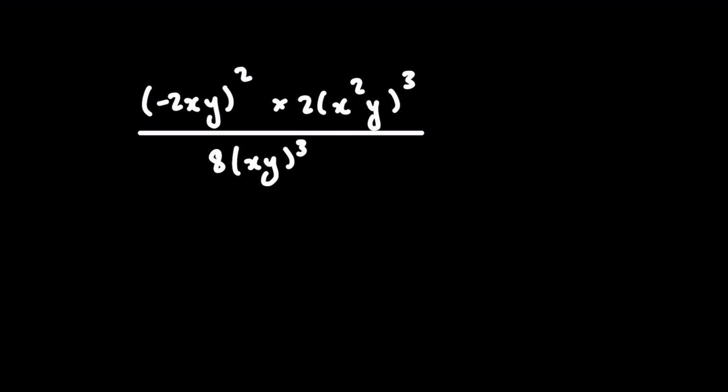Pause the video and attempt this question. How would you simplify this expression in its simplest form? So let's give it a go. When doing a question like this, the first step I would always do is expand out all the brackets. So when I distribute a squared into a bracket and all the terms inside here are being multiplied, you can simply distribute the squared into each term separately.